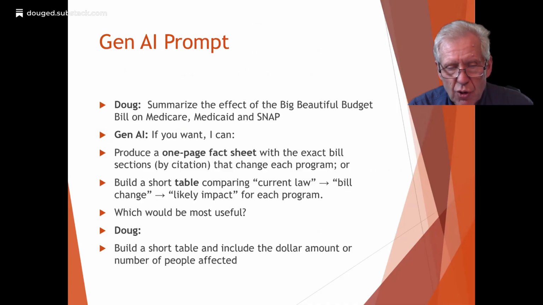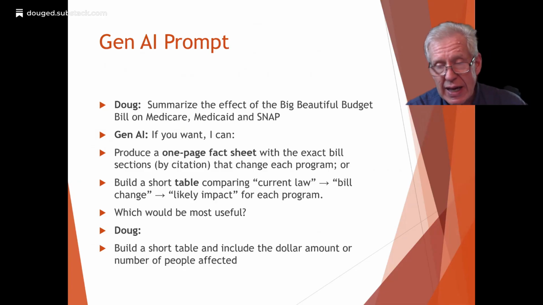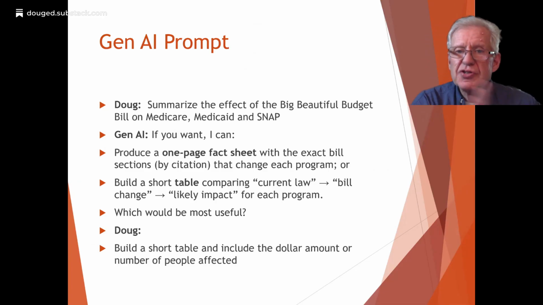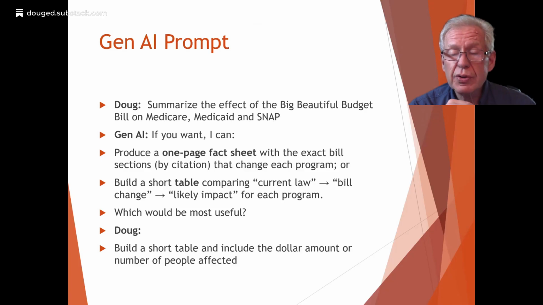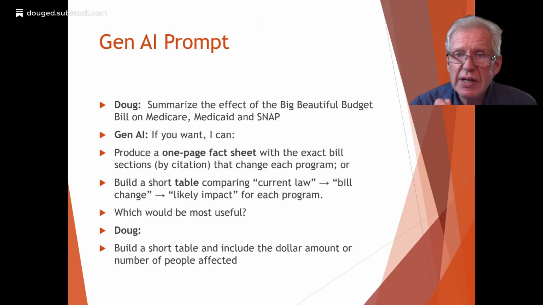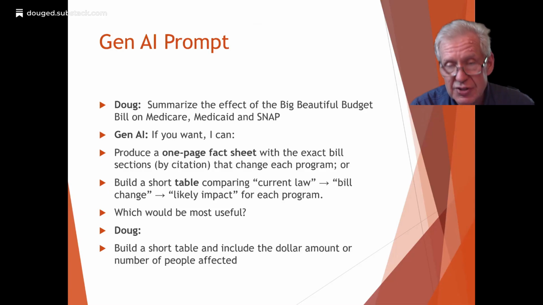I wrote, summarize the effect of the big, beautiful budget on Medicare, Medicaid, and SNAP. So if the question I just asked was about what the Democrats want to end the current government shutdown, this is a different question looking at the budget. That last piece looked at the appropriation that's not passed. This looks at the big, beautiful budget that was passed in July. And so I said, summarize the effect of the big, beautiful budget on Medicare, Medicaid, and SNAP.